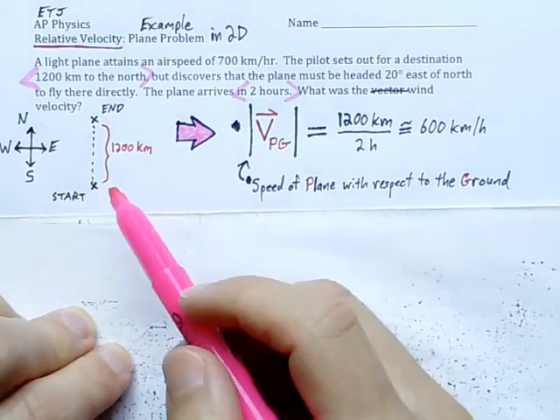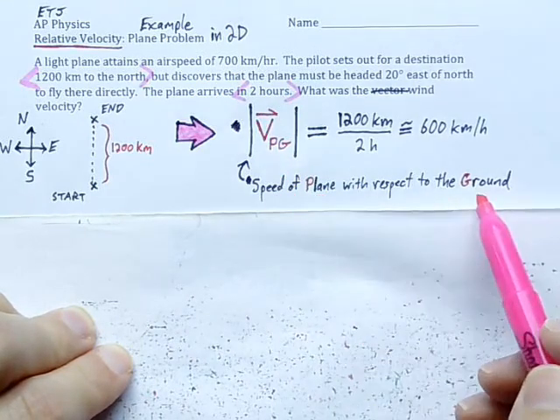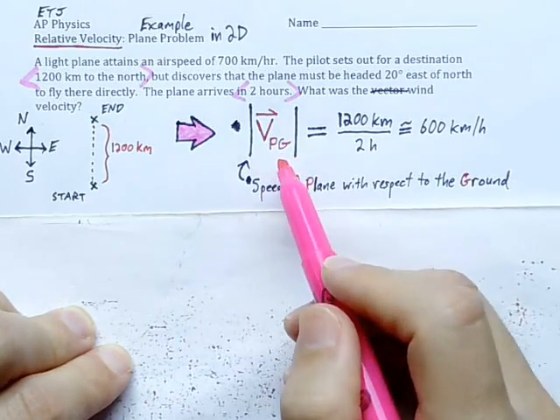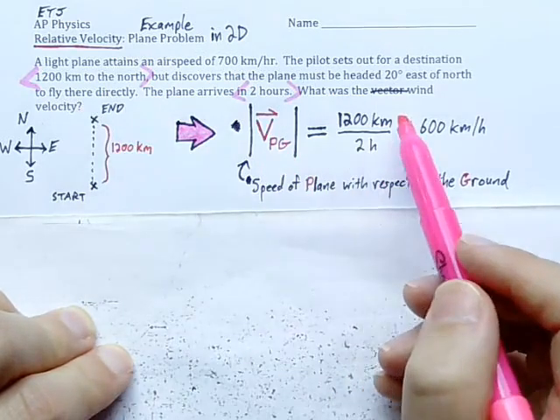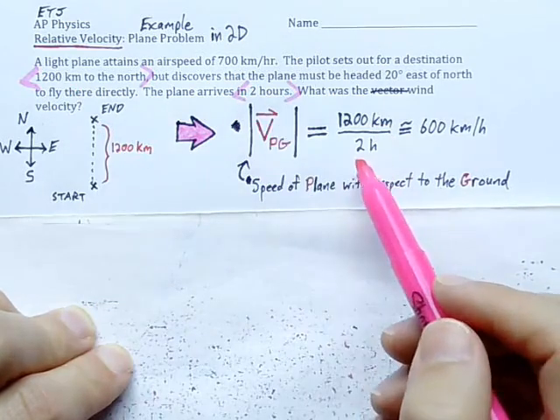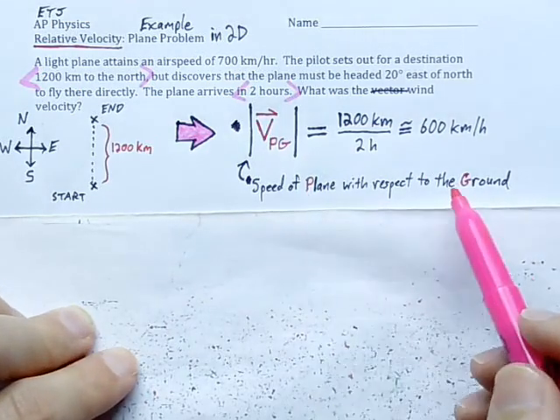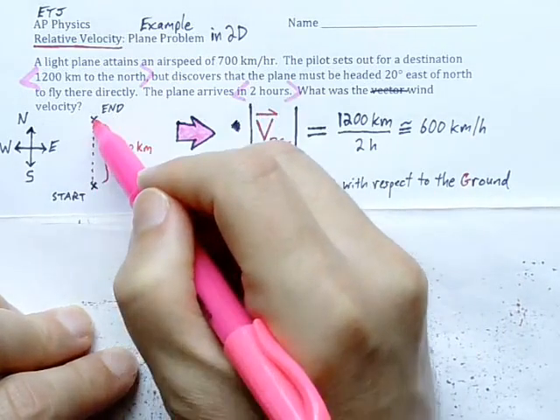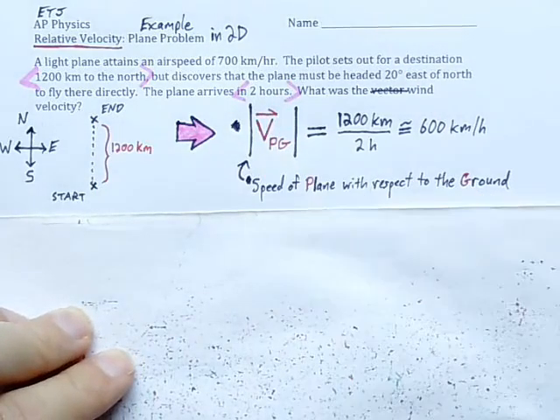So the first velocity I want to define is the velocity of the plane with respect to the ground. That's what our subscript PG means here, of the plane from the ground's point of view. And that is exactly what this distance, 1,200 kilometers, divided by that time, 2 hours, represents. So 600 kilometers per hour, that's the speed of the plane with respect to the ground. The plane actually covered that distance there in that amount of time. So we've identified the first of three related velocities here.